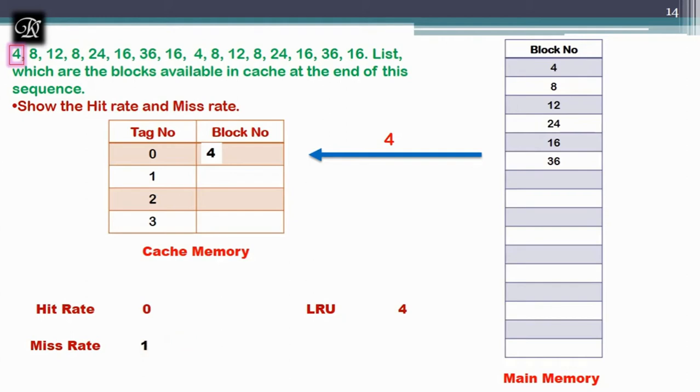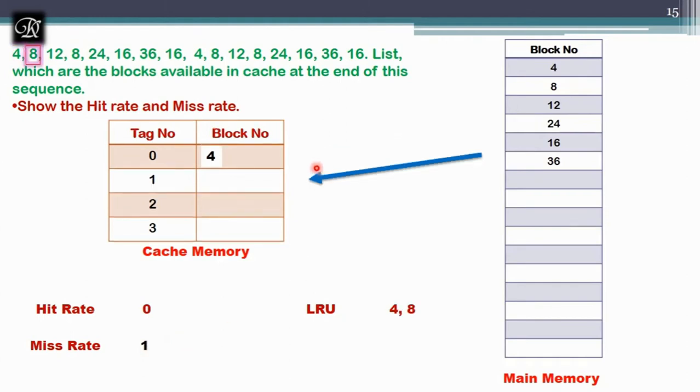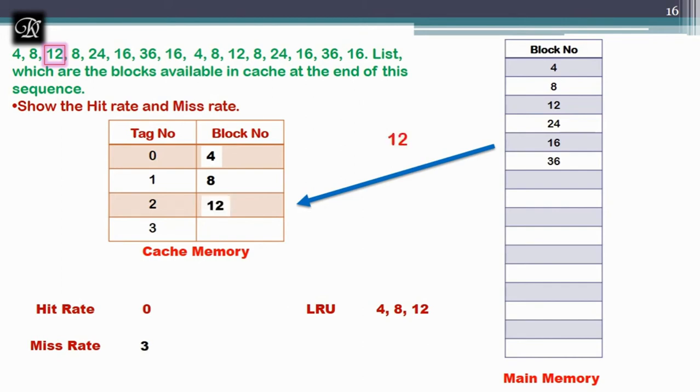Now let's see the next request. Now 8 is requested. The next available space is word line number 1. So 8 will be stored over there, 8 will be added to LRU, and the miss rate will be increased. When it comes to 12, 12 can be placed in the next empty location 2, and will be added to LRU, and the miss rate will be increased.